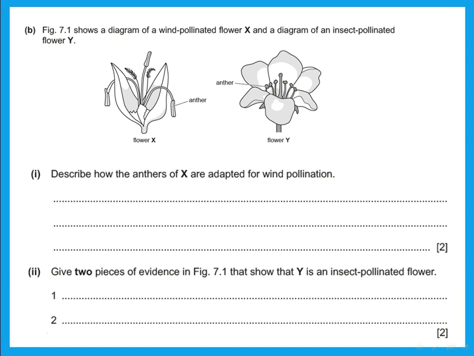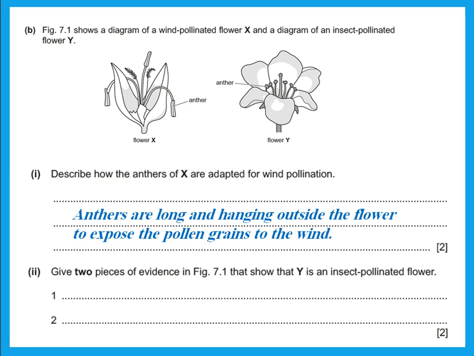This diagram shows a diagram of a wind-pollinated flower and a diagram of an insect-pollinated flower. Describe how the anthers of X are adapted for wind pollination. Where is X? Obviously, the anther in X is large and hanging out, and this allows it to expose the pollen grains to the wind.